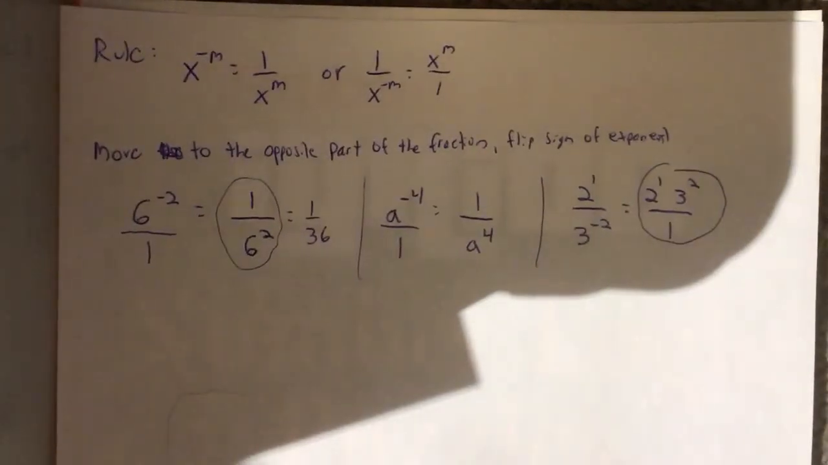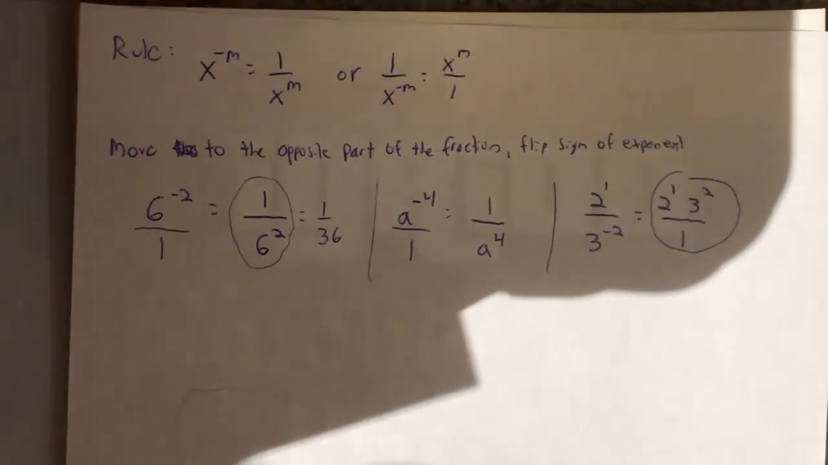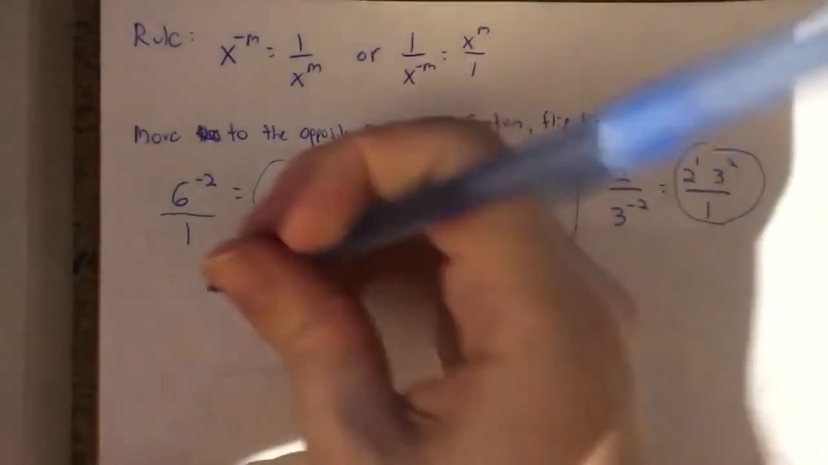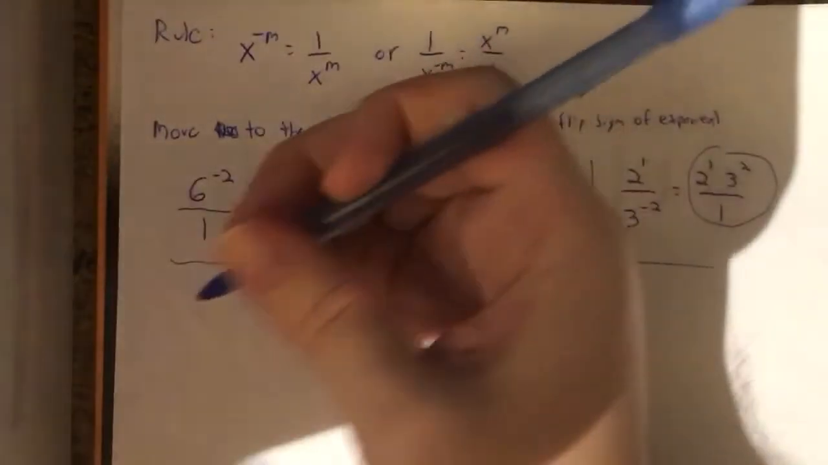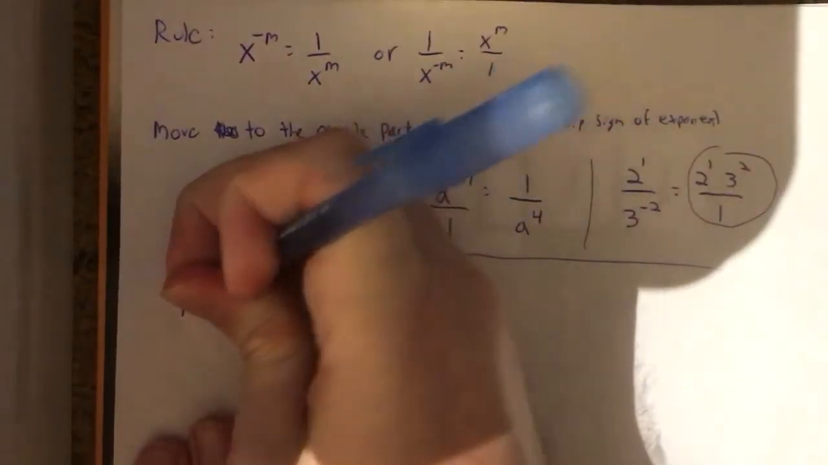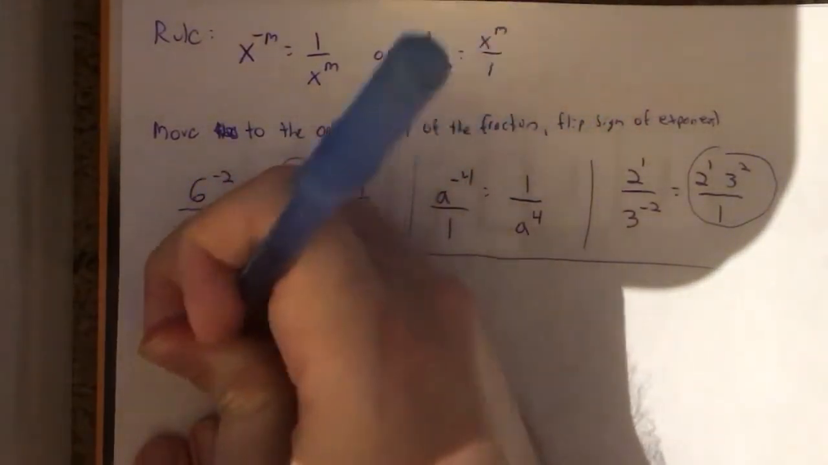Okay, let's look at a couple other ones. Here we go. Let's do k to the negative 5 over k squared.